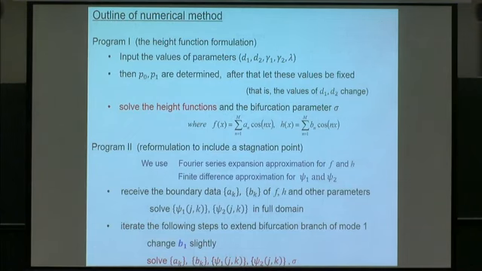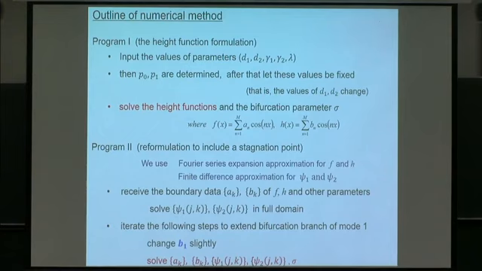Outline of the numerical method. In the first program, we solve the height functions for several steps from a trivial solution, and we put the boundary and the interface f and h and deliver these data to the next program. In the second program, the unknown functions are f and h, and the assumed functions are psi 1 and psi 2 in the full domain.